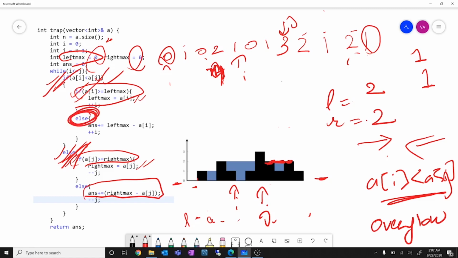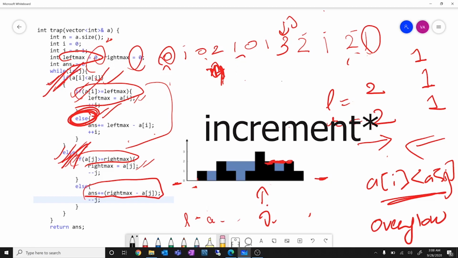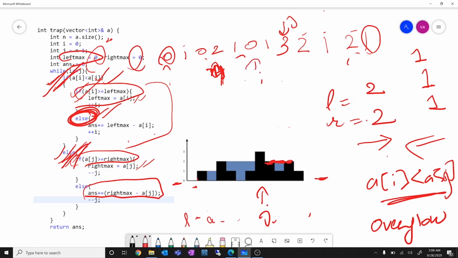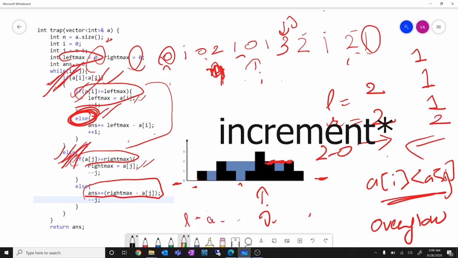And I will add left max minus a of I. The left max was 2 and a of I is 1, and I'll add 1 over here. And in the next step, again this condition will be satisfied. See, this was the highest building, so now only this condition will be satisfied. So I'll just keep on focusing over this part. And this condition is satisfied here. Again, else condition is satisfied. Since my a of I, I forgot to decrement my I, right? So my current I is at 0, and over here pointing at this building. So 2 minus 0, which is 2. And finally I decrement my I.